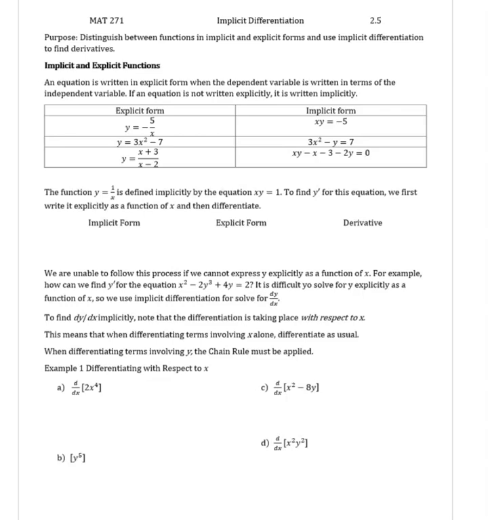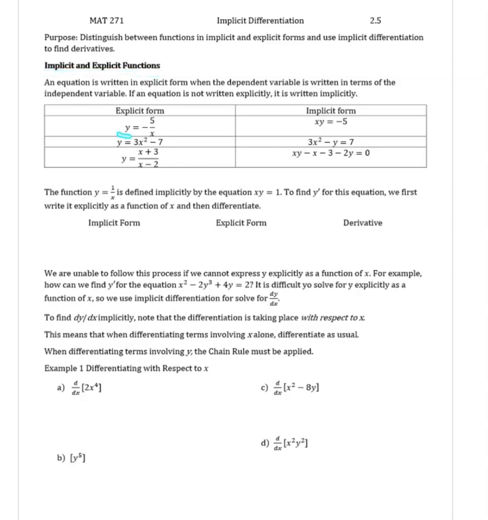In this video, we are going to learn the difference between functions that are written implicitly and functions that are written explicitly. Then, once we're able to tell the difference, we will then be able to differentiate implicit functions. So getting started, first let's talk about the difference between implicit and explicit functions.